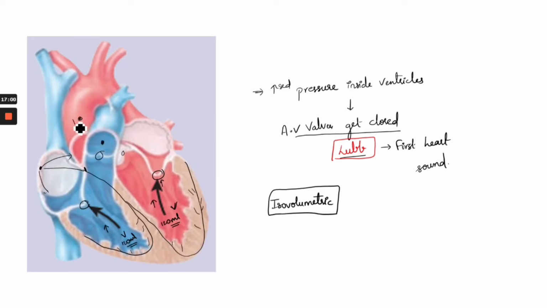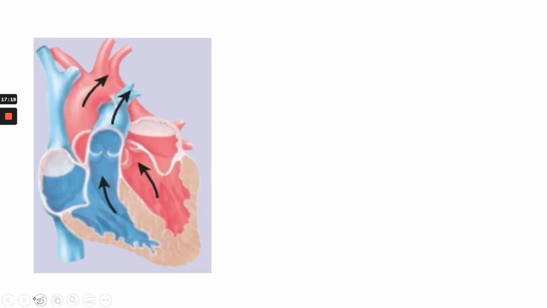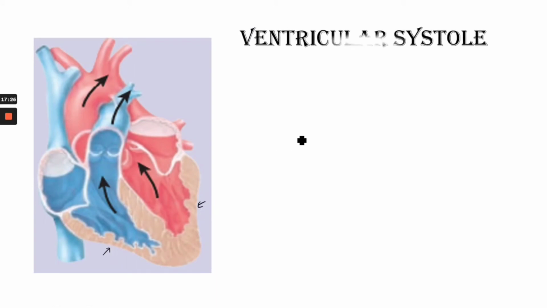So here the pressure will be low. The pressure here will exceed the pressure inside this. What happens? We'll open these valves. Now, as the signals reach the ventricles, what happens? It continues as ventricle contraction. That means ventricular systole. The next step.